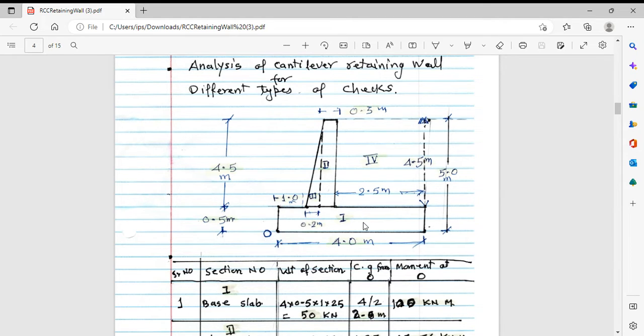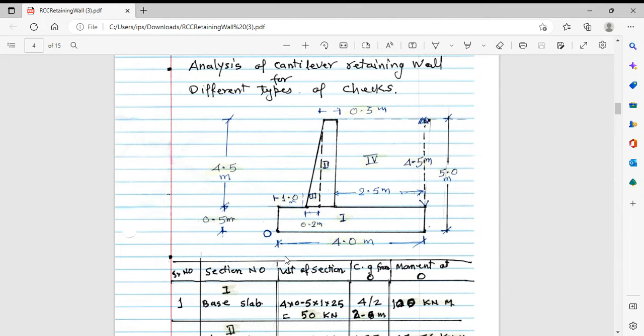Before we go for design, first I will do further analysis of the retaining wall. For the analysis of the retaining wall, we bifurcate the whole structure into a number of components: component 1, component 2, component 3, and component 4. First component is that of the base. Second is the vertical rectangular component of the stem. Third will be the triangular portion of the stem. And fourth will be the soil over the heel.